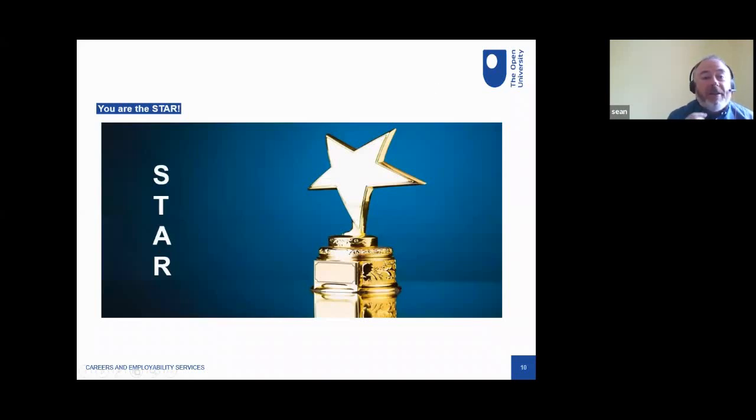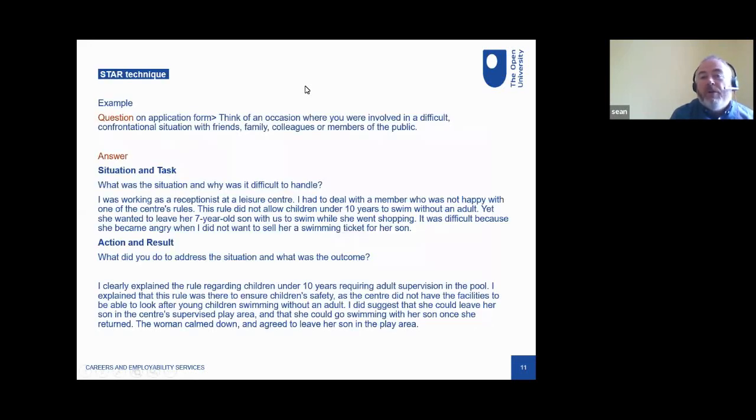The STAR technique. I don't know if you've come across this, but we would always recommend to frame your answers, both on the application form and also at an interview, using the STAR technique. STAR just stands for situation, task, action, and result. So when you're writing your answer, think about what the situation was, what the tasks and the actions were that you had to do to achieve or deal with that situation, and the R is the result.